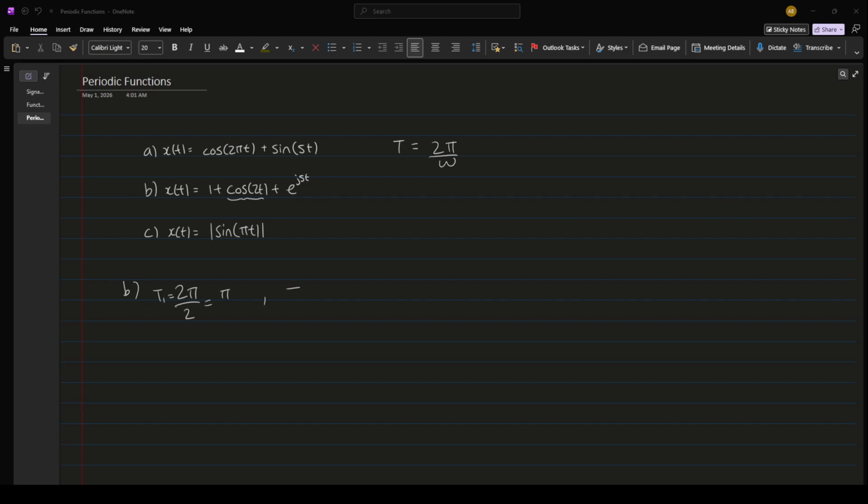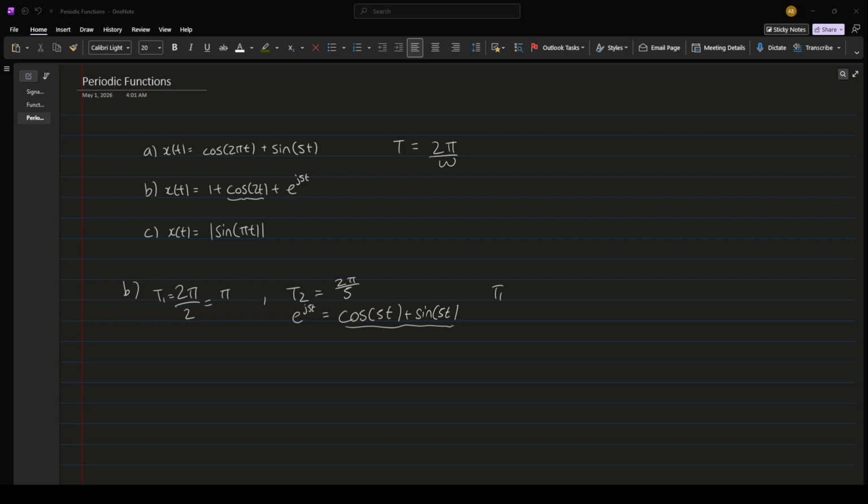And for T2, we have e to the j5t. Now remember Euler's formula. You actually need to write this out. So e to the j5t is equal to cos 5t plus j sine 5t. These two have the same period, so we could just write it as one. So T2 is going to be 2 pi over 5. Now we do our check.